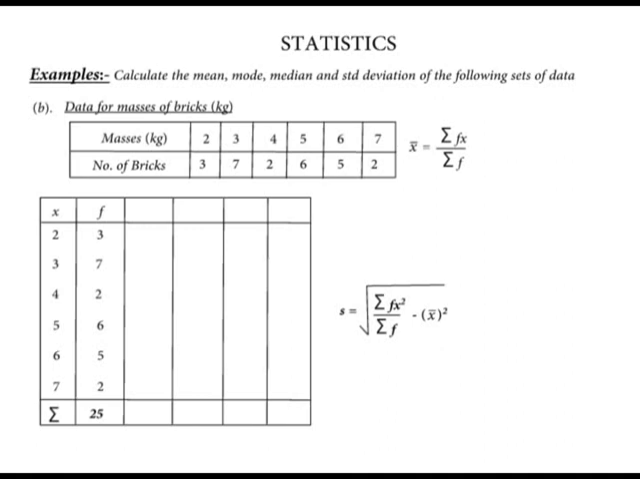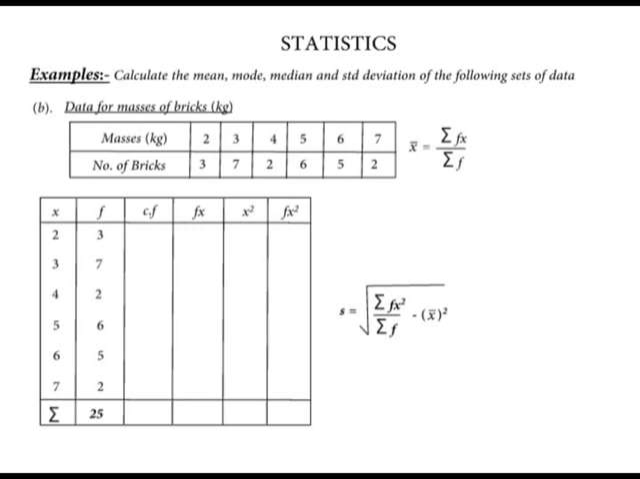And so to get the mean, we will need a column for fx. For median, we will need cumulative frequency. To get the standard deviation, we will need a column for x squared and another one for f times x squared.